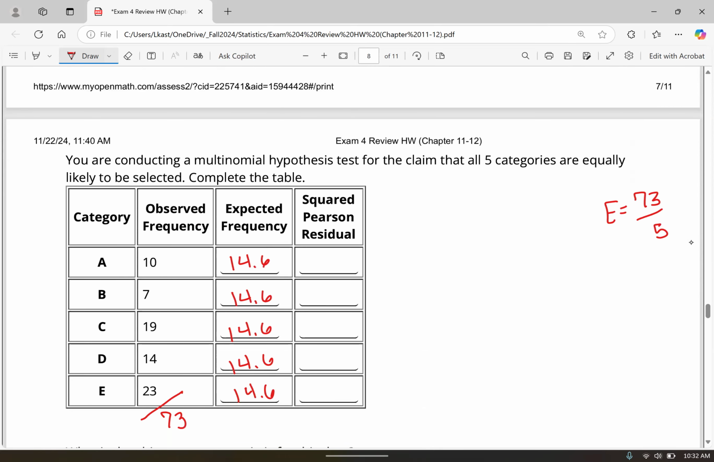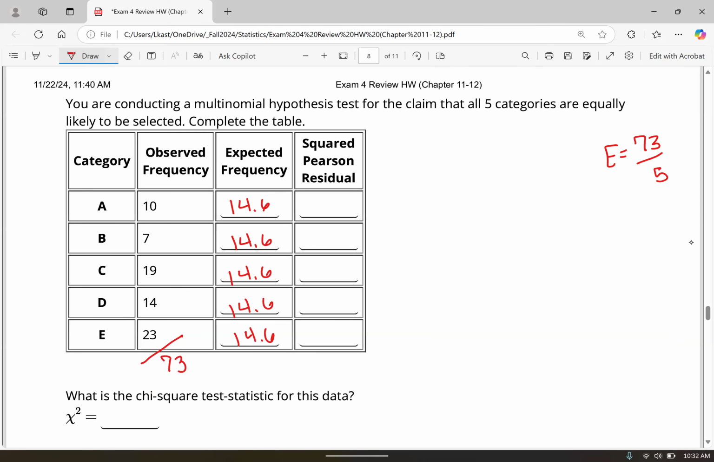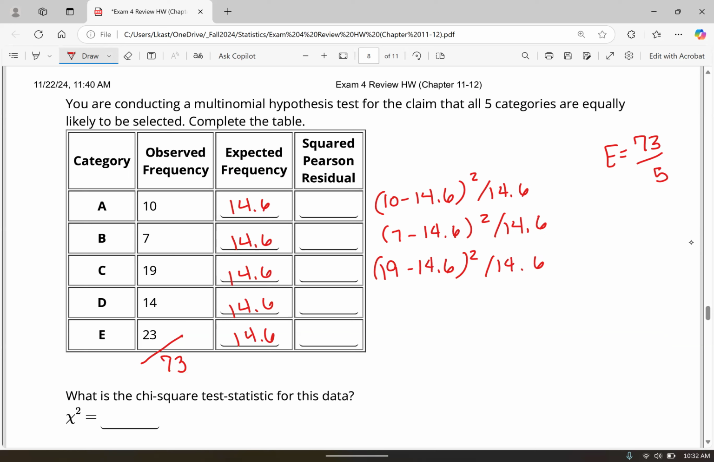See if I can do this one correct. So the squared Pearson residual would be 10 minus 14.6, the quantity squared, divided by 14.6. It would be 7 minus 14.6, the quantity squared, divided by 14.6. We would have 19 minus 14.6. We're going to square that, divide that by 14.6.